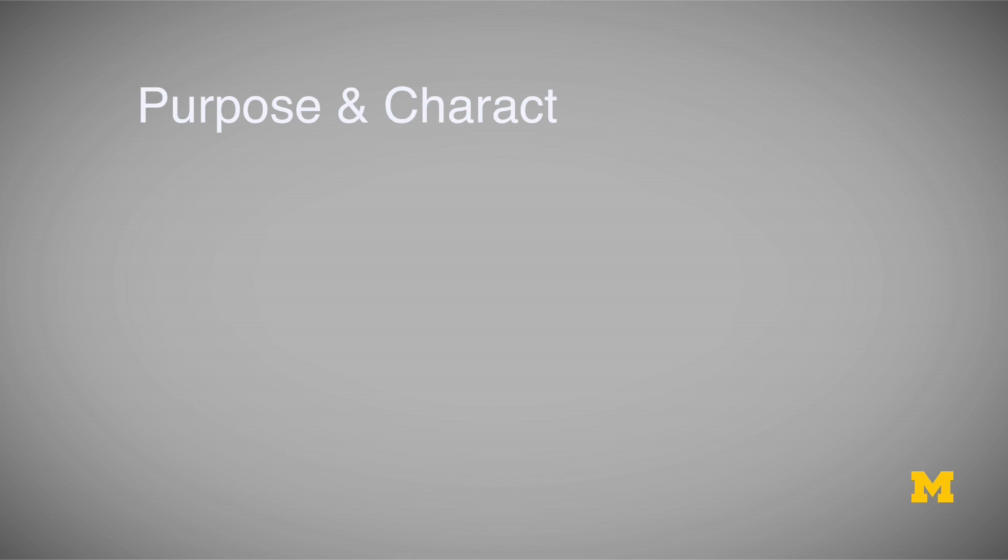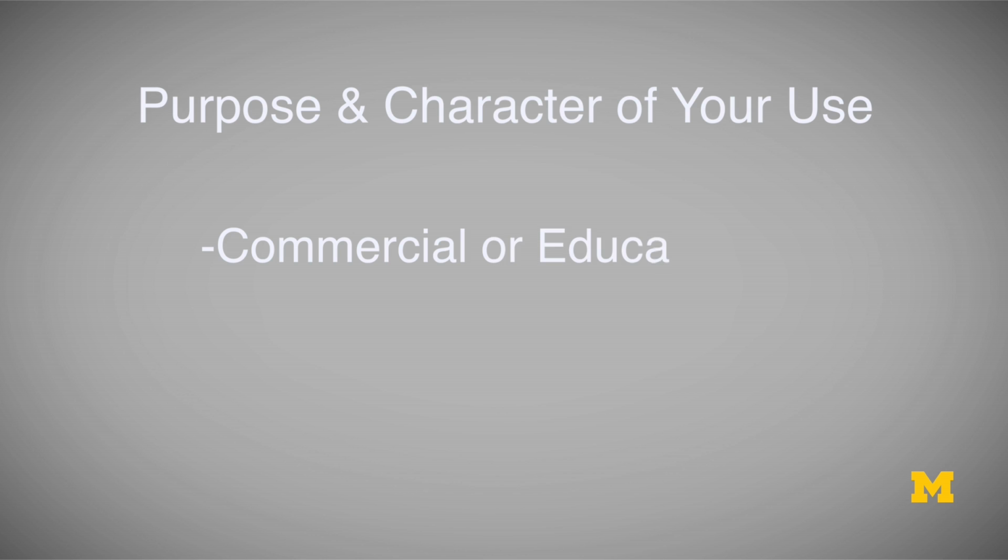Let's talk more specifically about how we figure out whether a use is fair. Copyright law gives us 4 factors to consider when determining whether a use of someone else's copyrighted content is fair. The first factor is the purpose and character of your use. There's 2 prongs to this factor. The first is whether the nature of your use is commercial or educational. If you're using it for educational purposes, this would tend to more likely be a fair use.